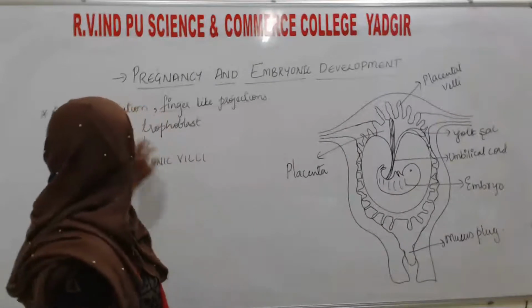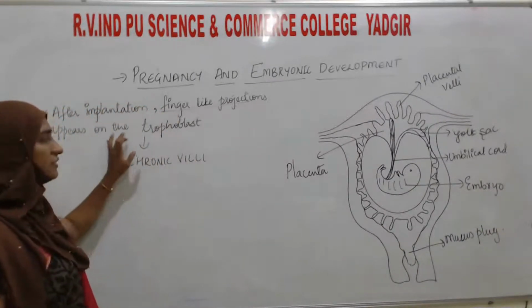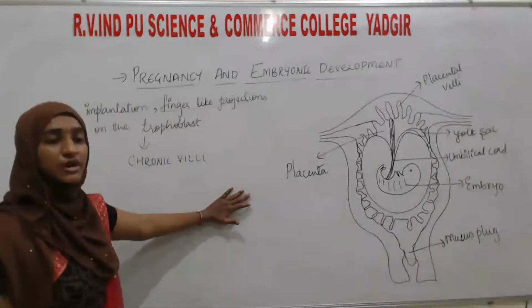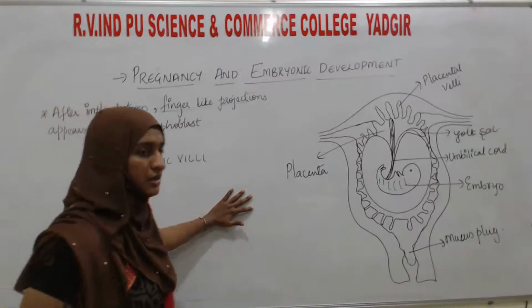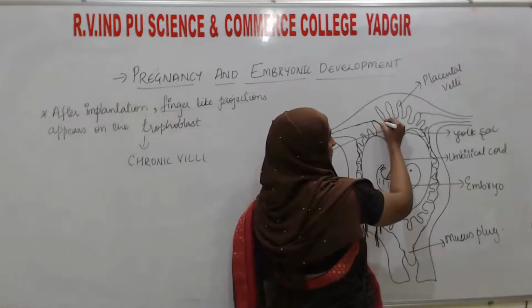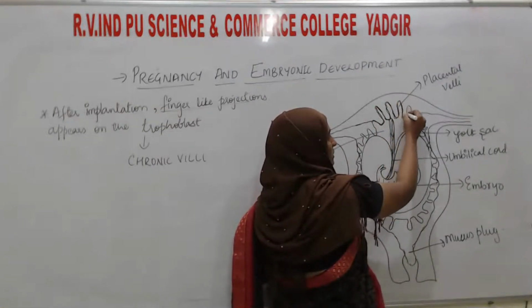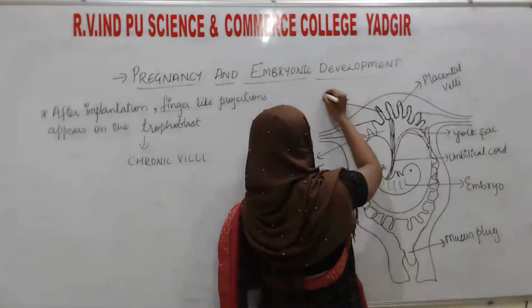Procedure. After implantation, finger-like projections appear on the trophoblast layer. So in the last session, you studied how the trophoblasts are going to form. Here the trophoblast layer will form some finger-like projections like this, and these finger-like projections are known as the chorionic villi.